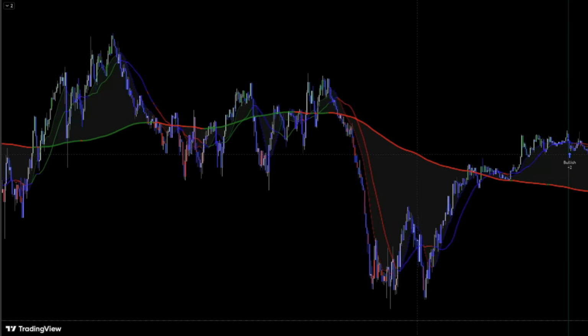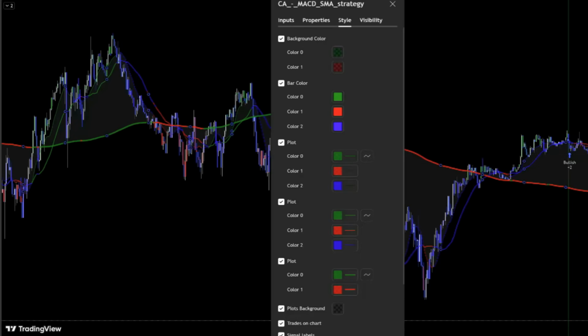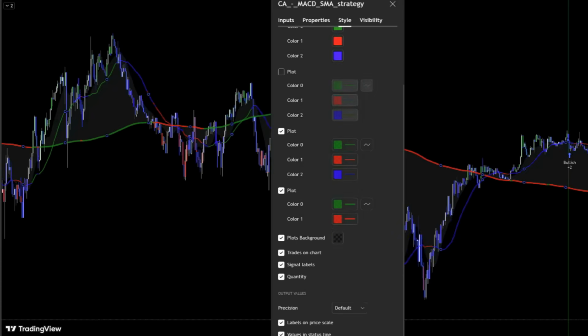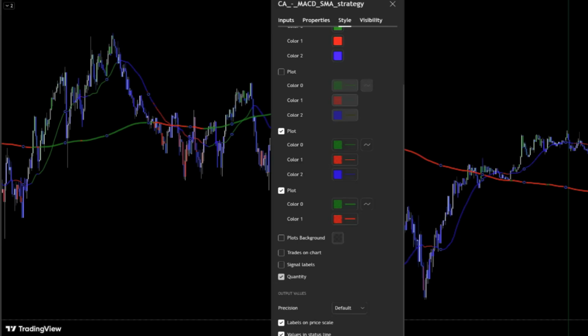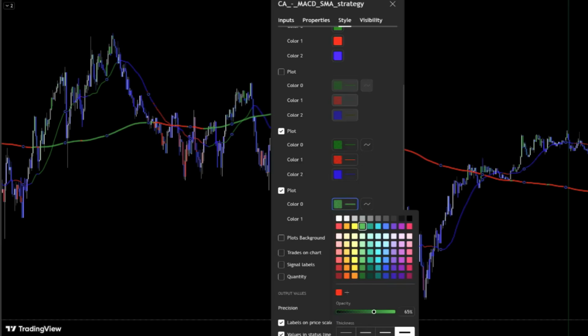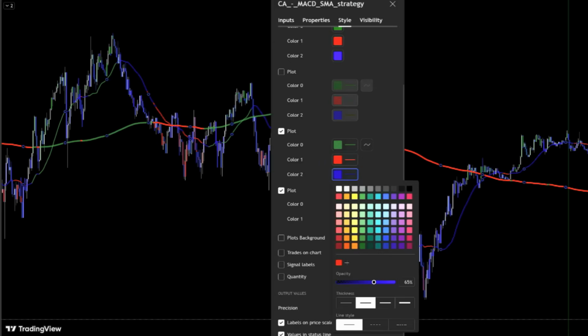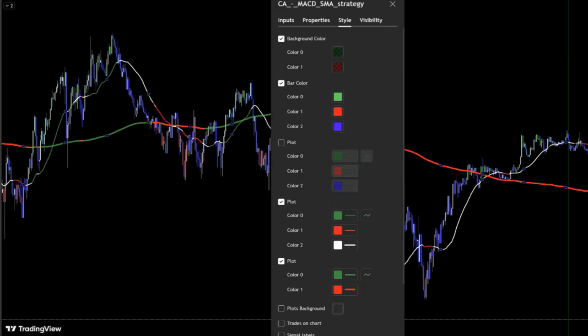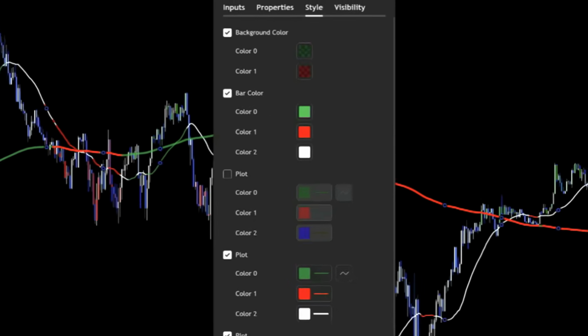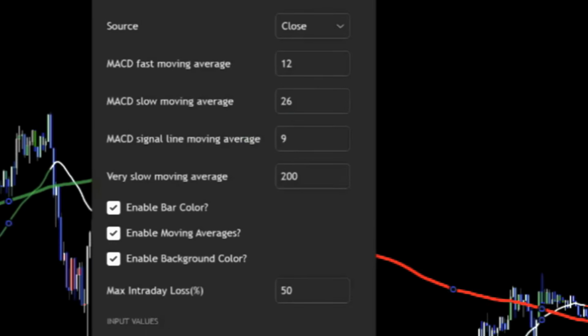I'm gonna make a few quick adjustments to clean it up. In the style settings, I'm just disabling a few of the extra plots and labels so it's easier to read. I like to change the colors to something really simple. Green for up and red for down. And in the inputs, I'm changing the MACD slow moving average to 100 and keeping the other at 200.